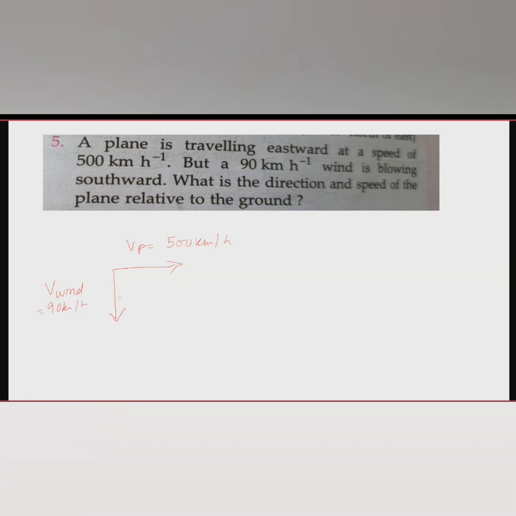I should have made this much smaller, so let's make this one bigger, 500 km per hour. What is the direction and speed of plane? So we have to find speed of plane relative to the ground. First of all, tell me how a blowing wind is going to affect velocity of plane in this case.